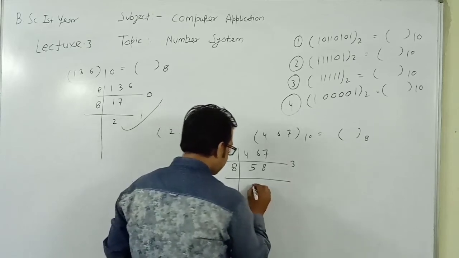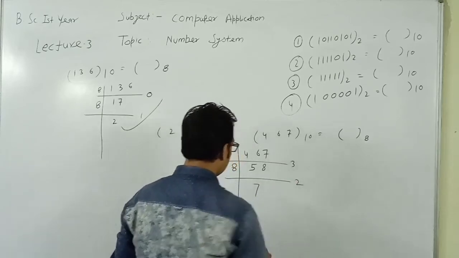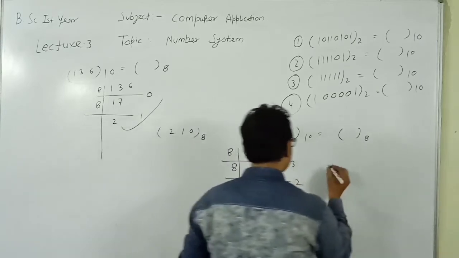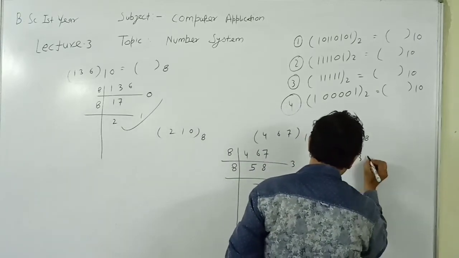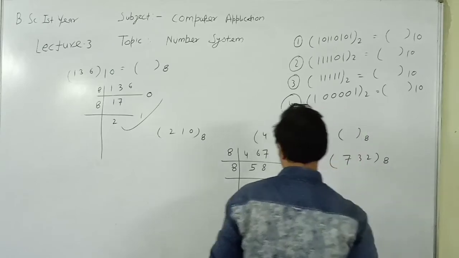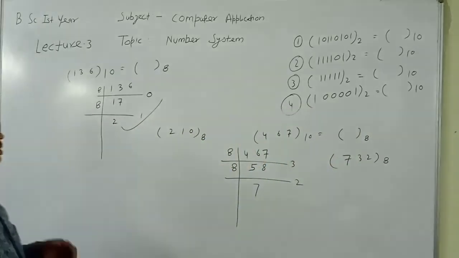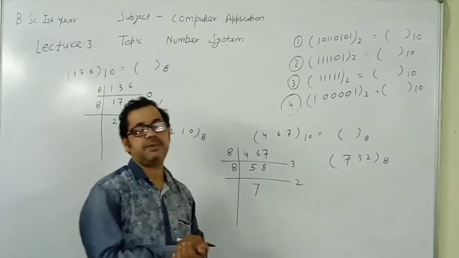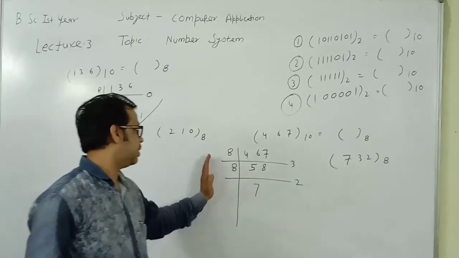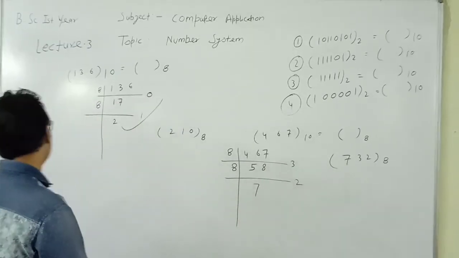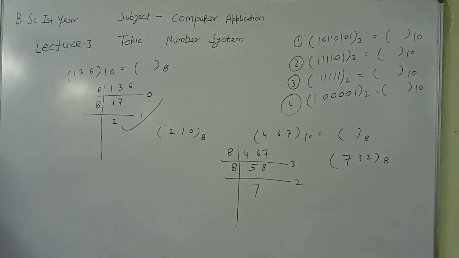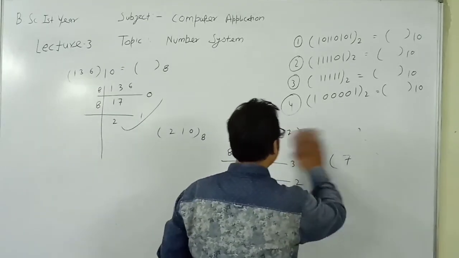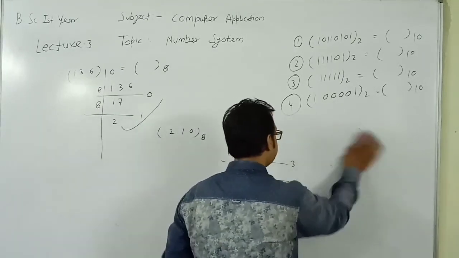8 7s are 56, here 2 remaining. So this one is 732 base 8. So I think you have easily understood how to convert a number from decimal to octal. Now I will give you 4 questions in homework, and you have to convert this number into octal.